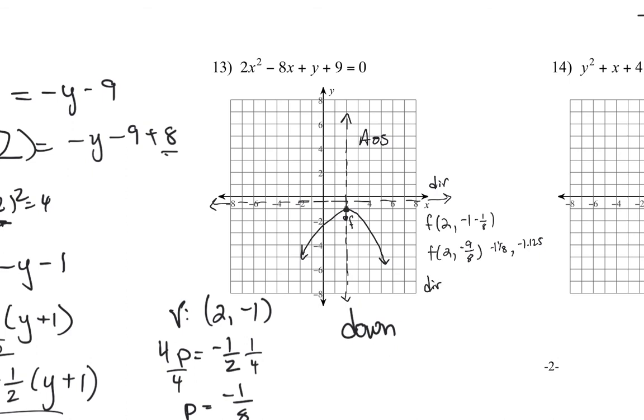And we're going to do the same thing. The directrix is just above that, so it's going horizontally through the y-axis. And so I was at negative 1, so I'm going to go backwards 1/8. So it's going to be negative 7/8 is the directrix.